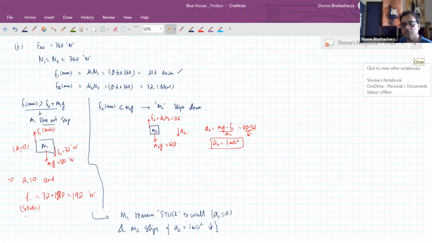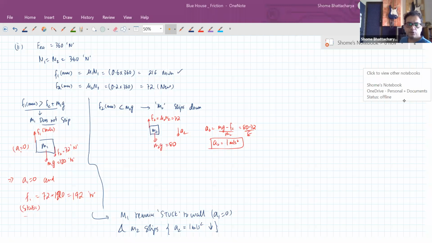Okay, so hope this question is clear to all of you. Yes, understood Shikhar? You have to balance the forces. So the amount of friction required is just, yeah, it's just 192 newtons. We don't need that 216. Okay, good. Yeah, so hope this question is clear to all of you. If anyone has a doubt, please send to me.